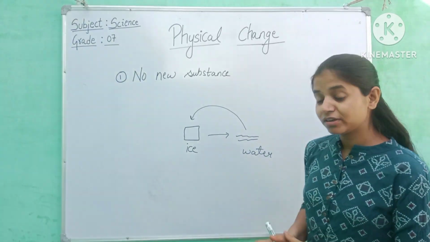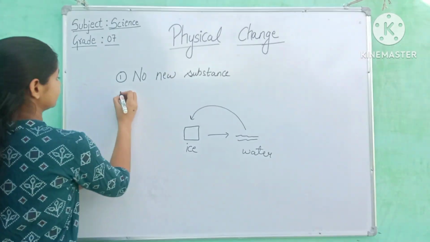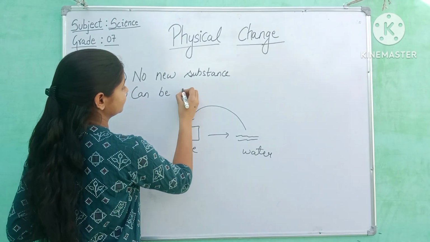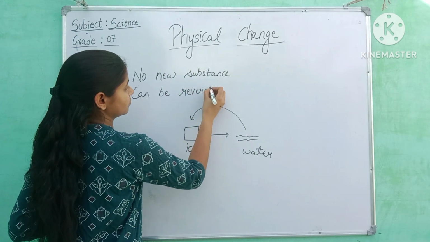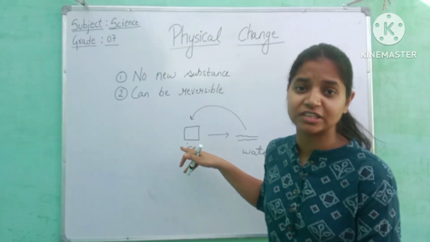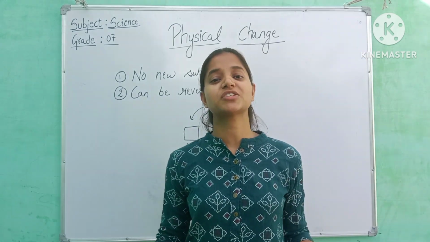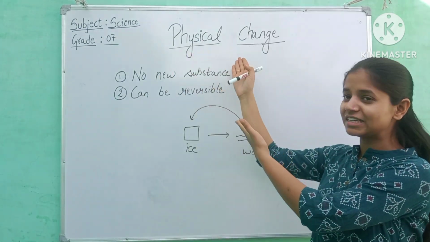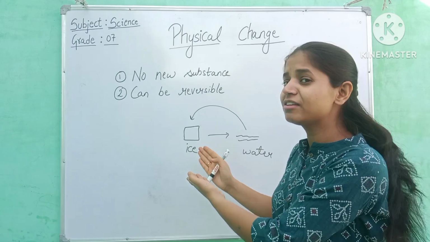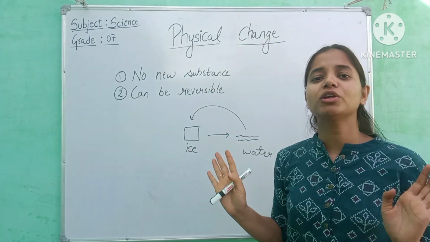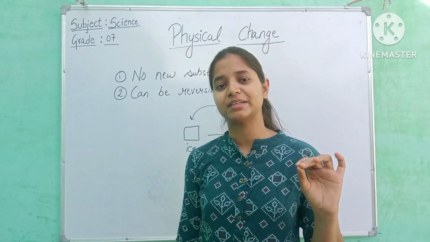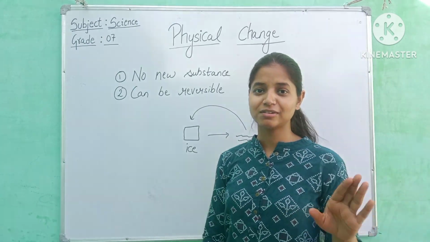So the second point you have learned here is it can be reversible. Okay, reversible means you can reverse the change. Ice to water, water to ice. You can reverse the change. So two main points to remember in the physical change is, first, no new substances formed. See, the ice is converted into water, but the ice was also made from water, right? So there is no new substance. Okay, so first point, no new substances formed, and second is, it can be reversible. Ice to water, water to ice. So this is about physical change.